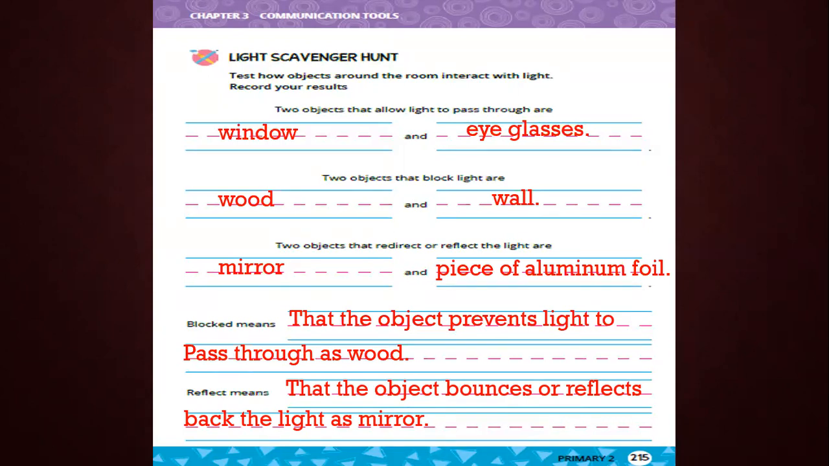So my kids, today you got very good information about communication by light.